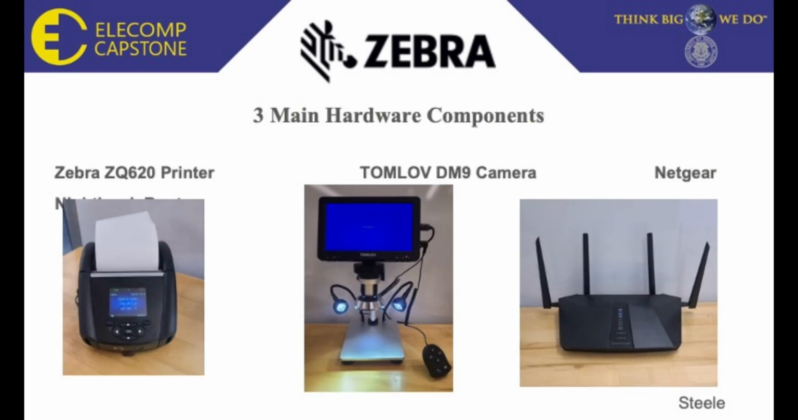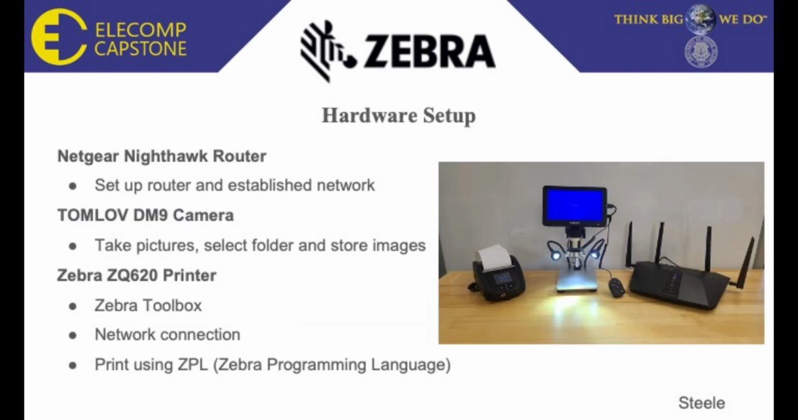The 3 main hardware components for this project consisted of the Zebra ZQ620 printer, the Tomlov DM9 camera, which is actually a digital microscope, as well as the Netgear Nighthawk router. Initially, we used the Netgear Nighthawk router to establish a local network, which was then connected to the Zebra printer. Using the camera, we were able to take pictures of the label, which were then stored into a specific file, and they were then fed into our AI model.